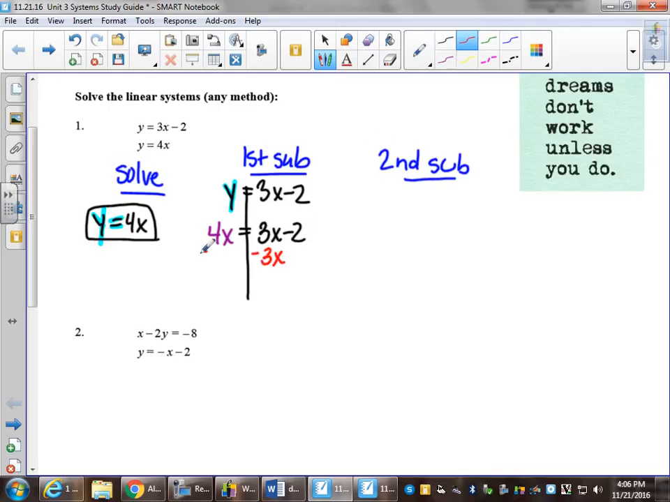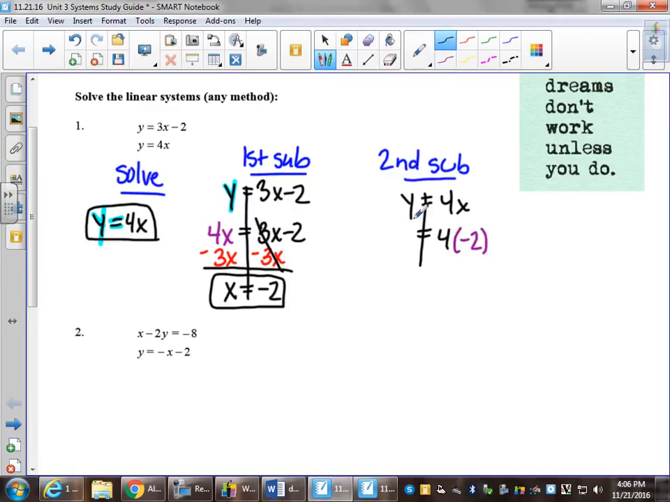We will now solve for x. We'll say subtract 3x because I'm gathering x's to the same side. 4x minus 3x is x, that's gone, equals negative 2. We found x, we need y. Well, over here we have this equation, y equals 4x in a box. Let's use it. That becomes 4 times negative 2, which gets me y equals negative 8. So my solution is negative 2, comma, negative 8.